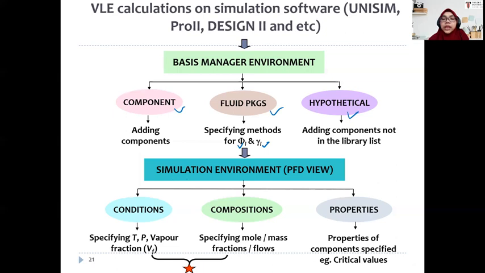And then after that, we may simulate the process under the simulation environment, which gives us the PFD, process flow diagram view. And in this PFD view, it consists of the condition, composition, and the properties. The condition will be the required values, such as the temperature, pressure, and also the vapor fraction. And for the composition, we should specify the mole, mass fraction, and also the flow rate of each stream. And for the properties, usually it is based on the hypothetical, which relates to properties such as the critical temperature, critical pressure, and so on for each component.